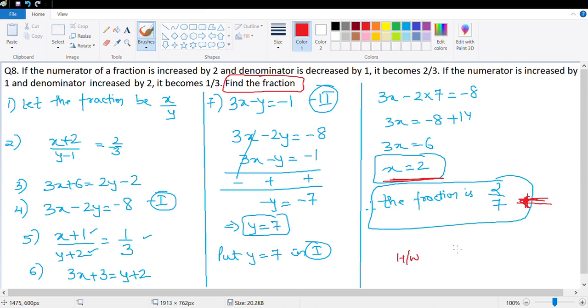Let me mark some homework questions for you. So that would be question number 2, question number 4, and question number 7.